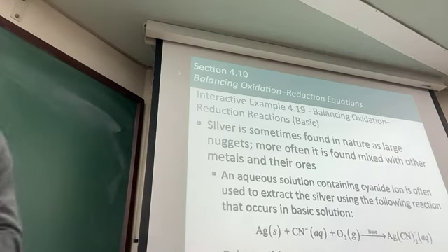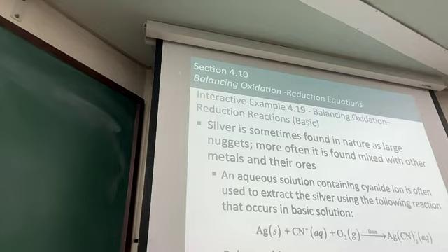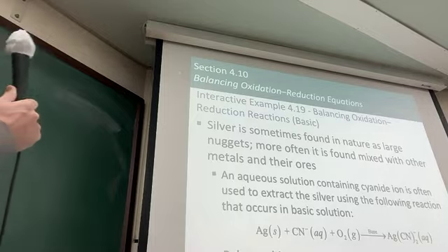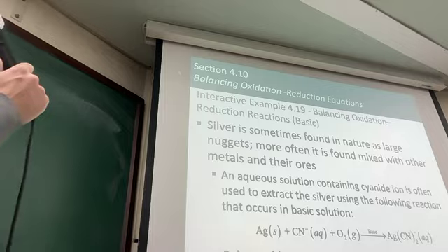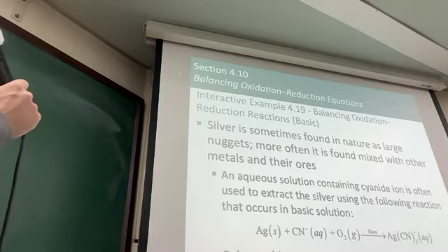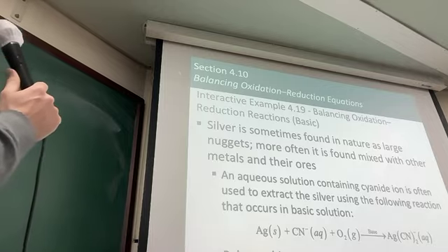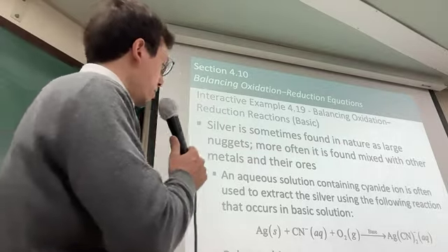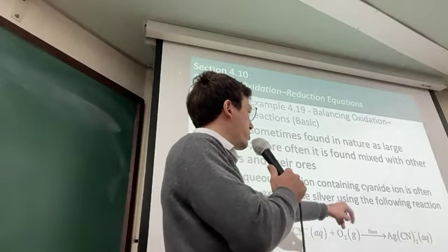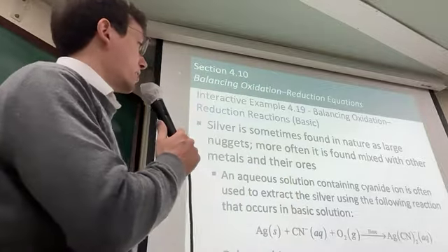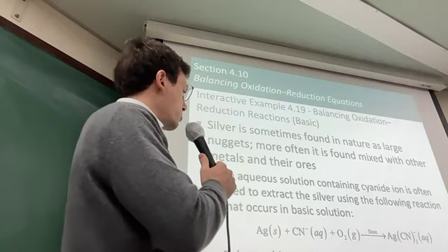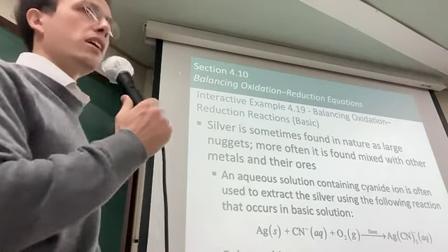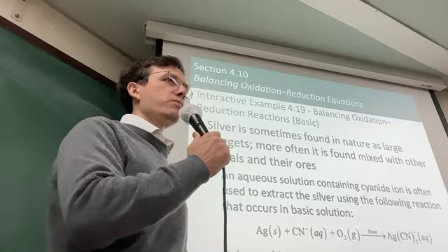Okay, so let's do one more example. Silver, sometimes found in nature as large nuggets. More often it's found mixed with other metals and arsenic. An aqueous solution containing cyanide ion is often used to extract the silver using this reaction, which occurs in basic solution. We have silver reacting with cyanide and oxygen to form silver cyanide. So we need to first figure out what is getting oxidized, what is getting reduced. What is getting oxidized here? What's your guess?